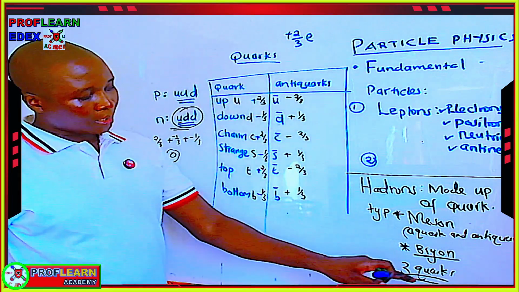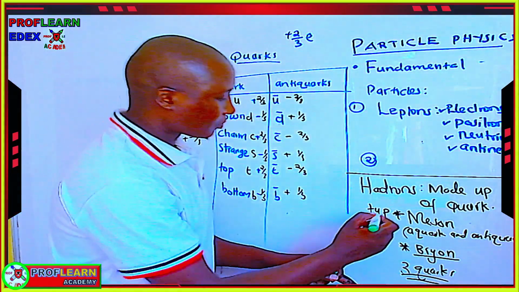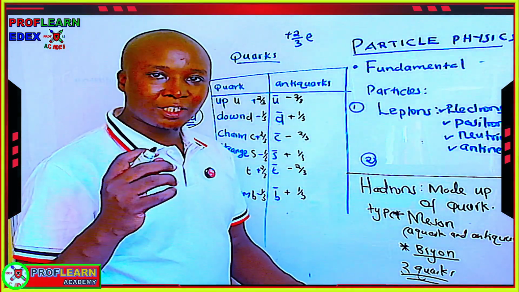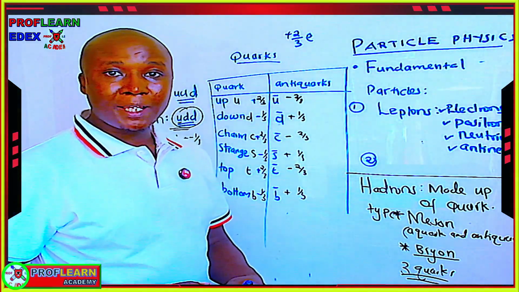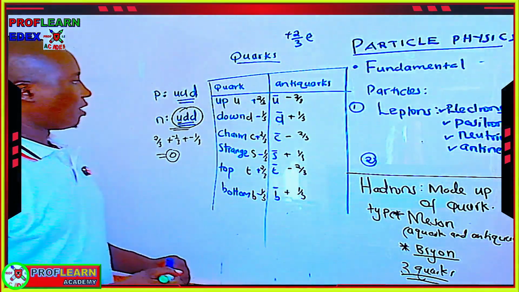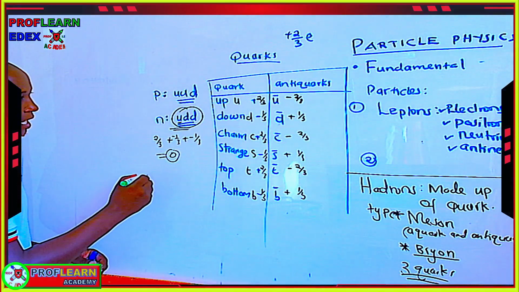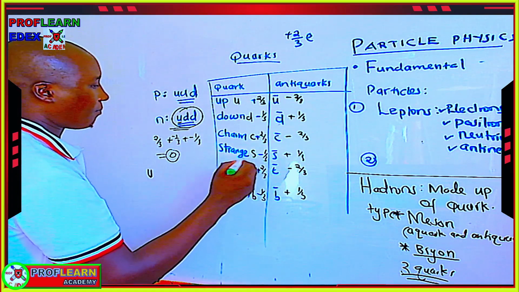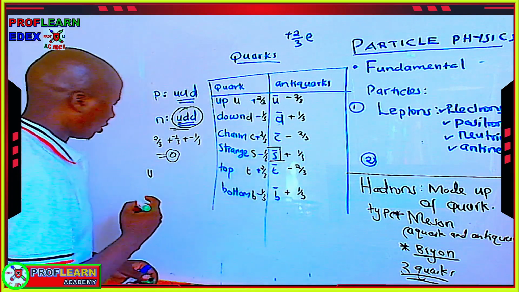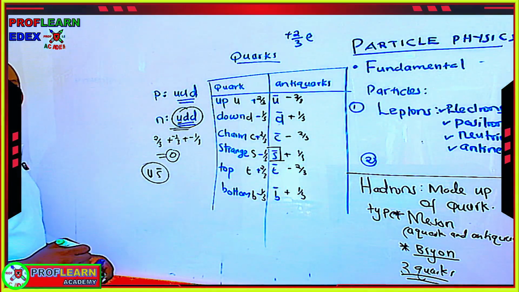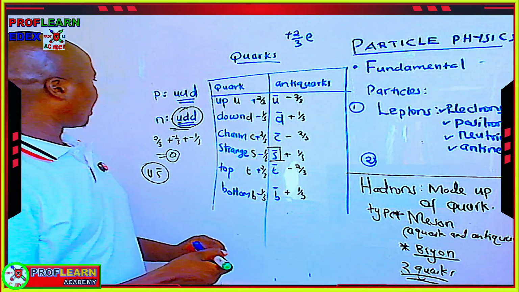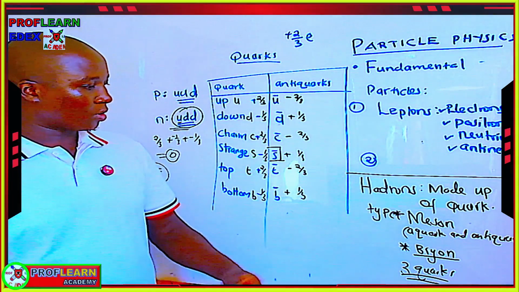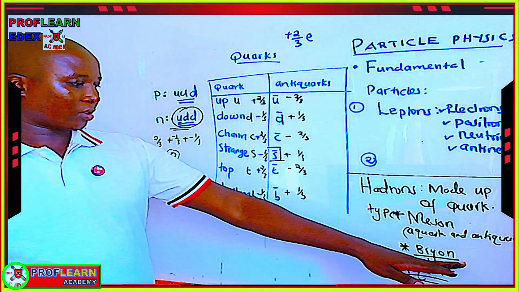So the difference between a meson and a baryon is that baryons are made by combining 3 quarks, but mesons are made by combining a quark and antiquark. For instance, you can have an up quark, then you combine it with the antiquark of a strange, and you are going to have a particle. But particles such as protons and neutrons are a type of hadron known as what? Baryons. Okay.